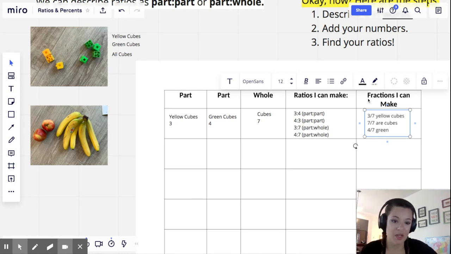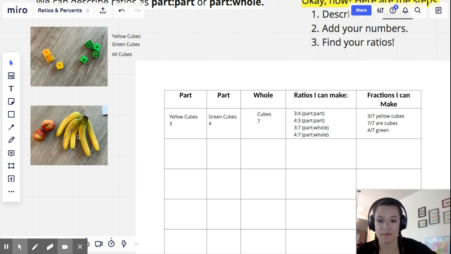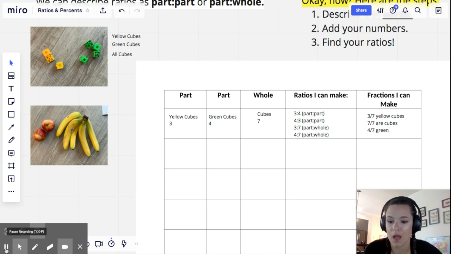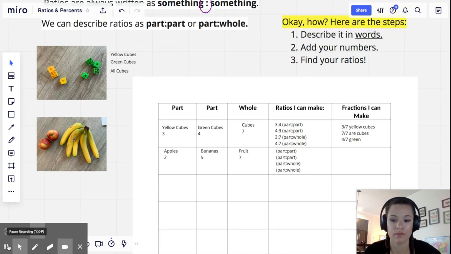So I'm going to give you a second to look at my picture of apples and bananas. I want you to pause and see if you can figure out the part-to-parts and the part-to-wholes and maybe some fractions too. Then I will show you what I came up with.